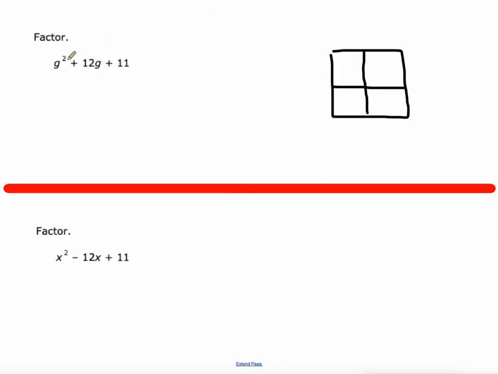We're given that its area is g squared plus 12g plus 11. So I know that this has an area of g squared, and this has an area of 11. And I also know that these two boxes or areas add up to 12g. All right. So if that's the case, this length must be g, and this length must be g, because g times g is g squared. Also, there's only two factors of 11. It's a prime number, so this must be 11, and this must be 1, because 11 times 1 is 11.